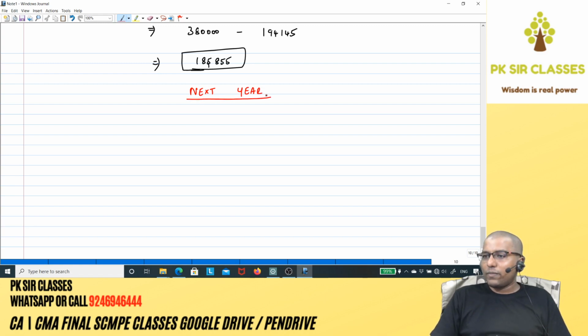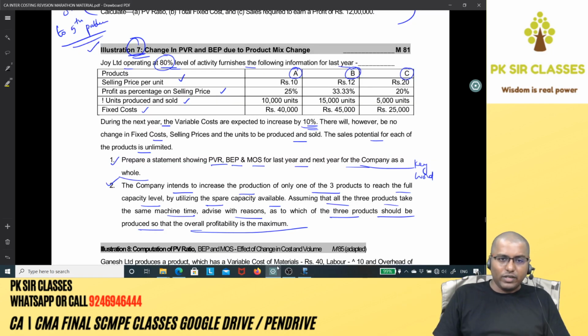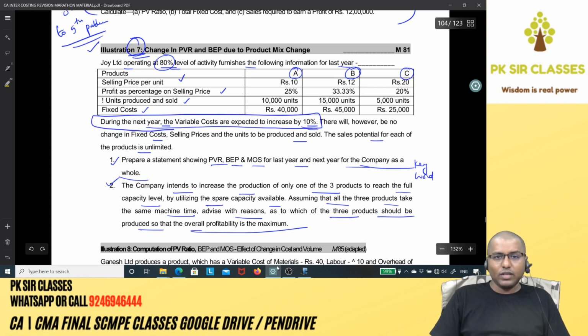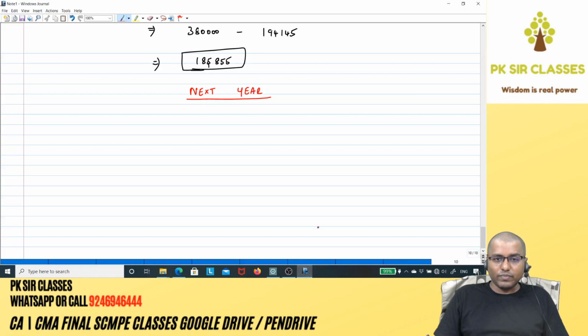Okay, now what is the problem? Look at the question. During the next year, the variable costs are expected to increase by how much? 10%. So this is one serious change. Everything else, however, there will be no change in fixed costs, selling prices and units to be produced and sold, which means everything is going to remain the same, except there is one change. That is variable cost will increase by 10%. So keeping that in mind, again, we have to recalculate everything.